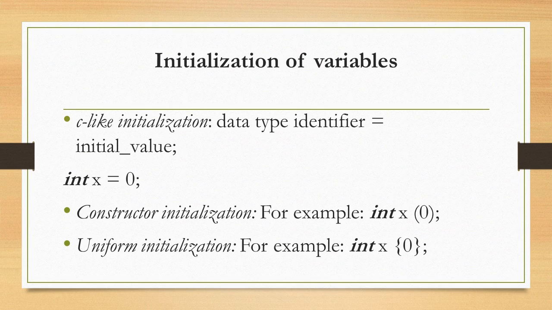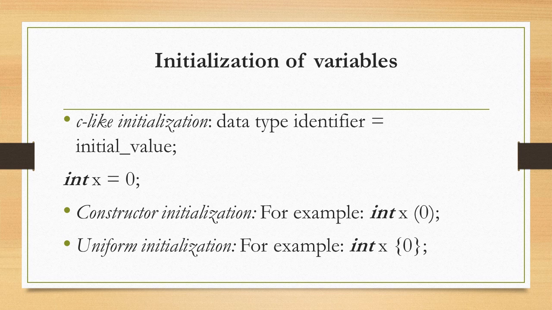Get it? Now, initialization of variables. Initialization has this format: data type, identifier, equal to, initial value. For example, you start with the data type, then the name of the identifier, then your equal sign, then the initial value. Like in this case, int is the data type, x is the identifier, the equal sign is here, then the initial value is 0, then the end of line semicolon. You can see it, easy. Int x equal to 0. You declare a variable and you initialize it at the same time.